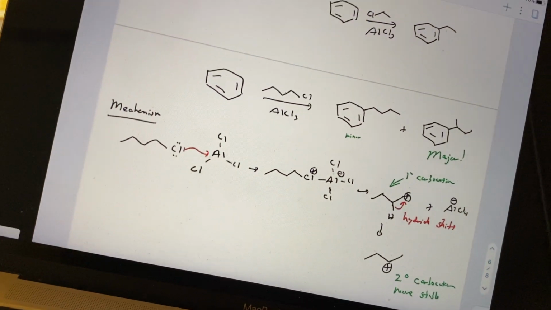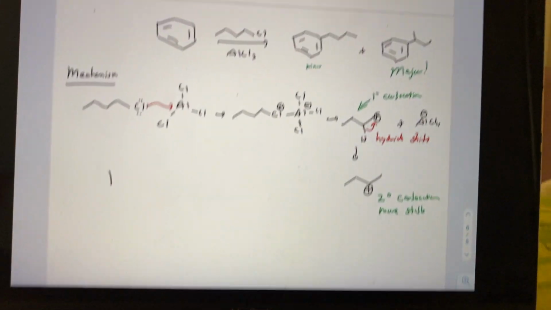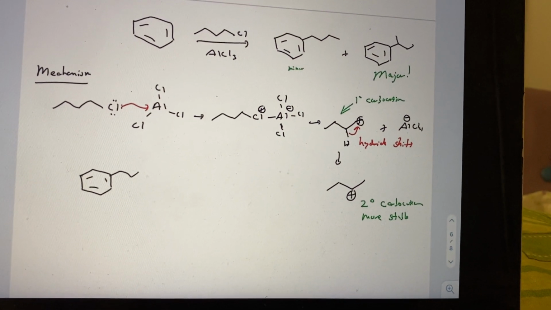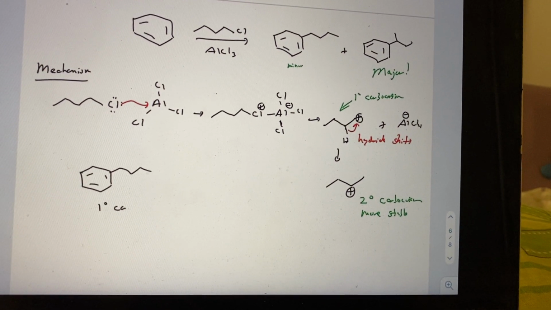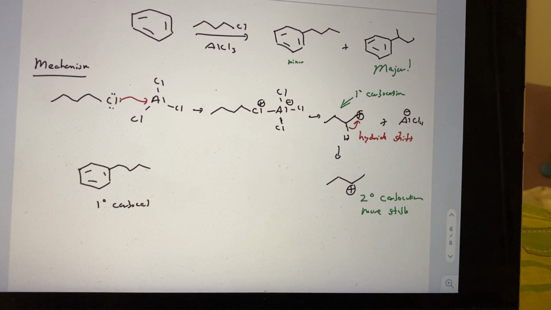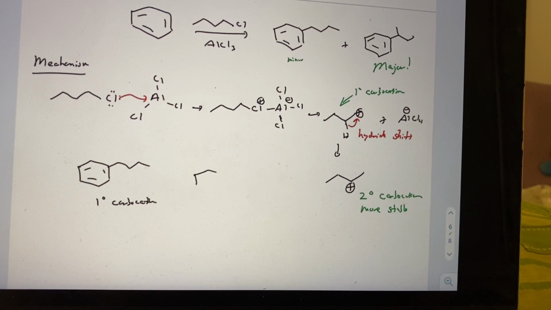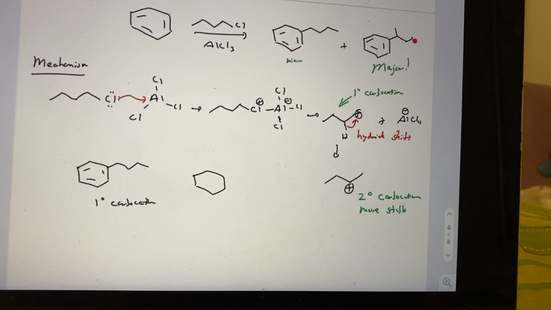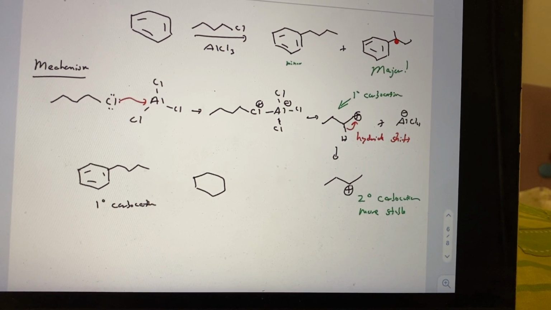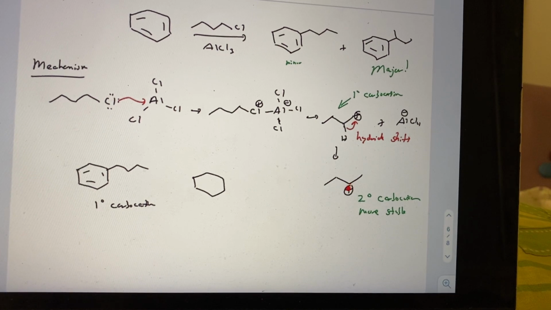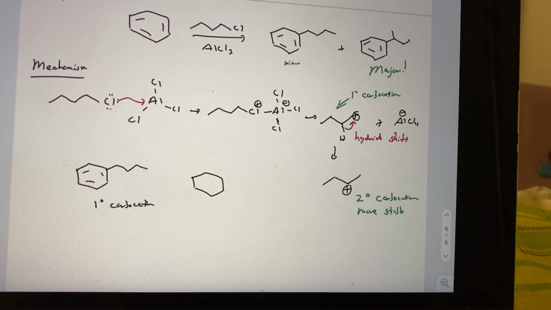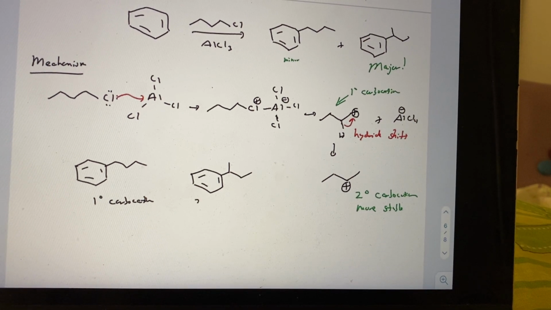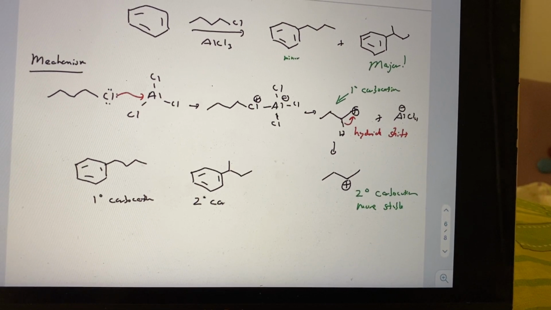So the first one, let's not draw the whole mechanism because that's what we've already seen. This would come from the primary carbocation. And this product here, this one up here in the upper right, is attack at this carbon here, which is the secondary carbocation. So this would be the product resulting from the secondary carbocation.